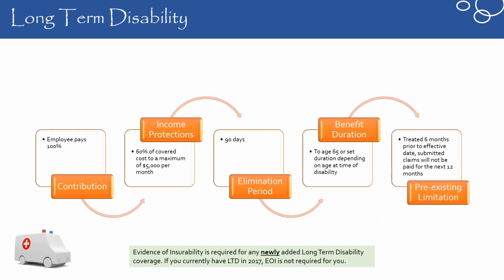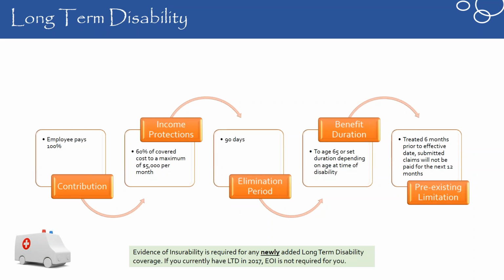So long-term disability kind of works the same way. The employee pays 100%, they pay 60%. This is on a monthly cost return to you, up to $5,000. The elimination period or the waiting period is 90 days. So while short-term disability pays, long-term disability does not pay. Long-term disability kicks in at the 90th day. Pays up to age 65 or could be a little bit later depending upon at what age you became disabled.